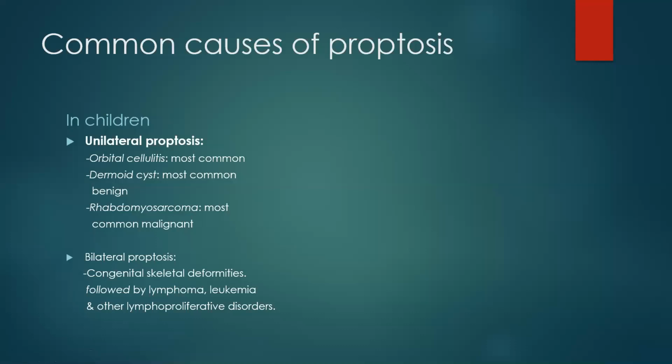Okay, we'll give some examples. The common causes of proptosis in children and in adults. In children, the most common cause of unilateral proptosis is orbital cellulitis. And the most common cause of benign tumors is dermoid cyst. And the most common cause of malignant tumor is rhabdomyosarcoma. If the condition is bilateral, it can be congenital skeletal deformity, lymphoma, leukemia, and other lymphoproliferative disorders.